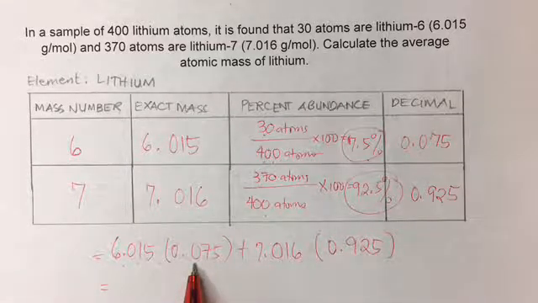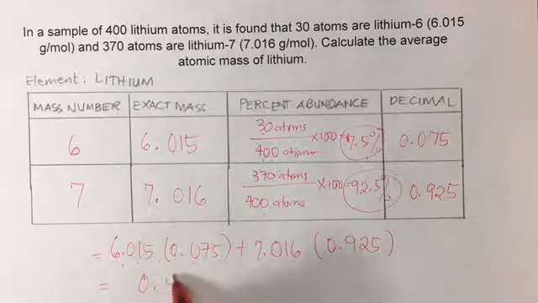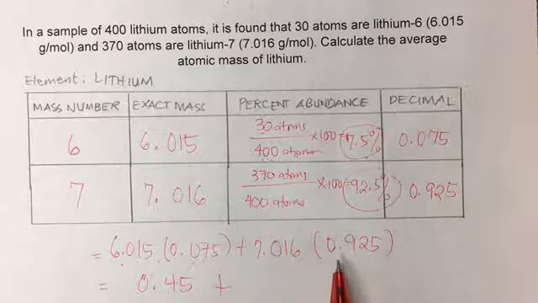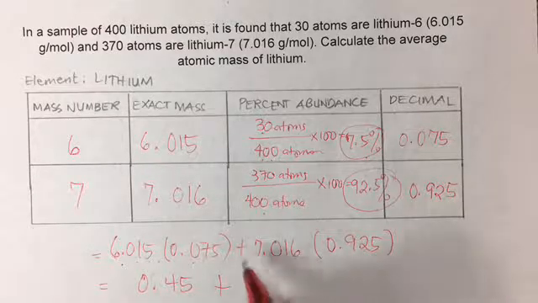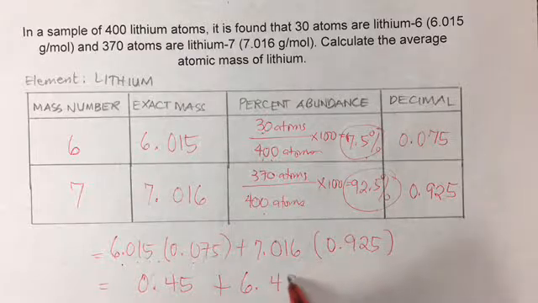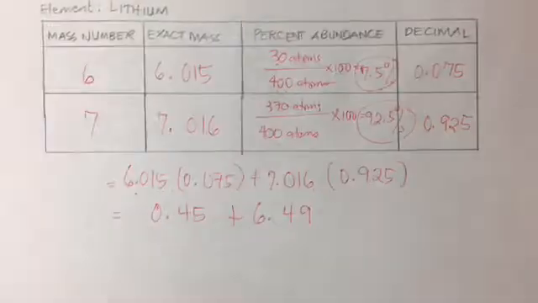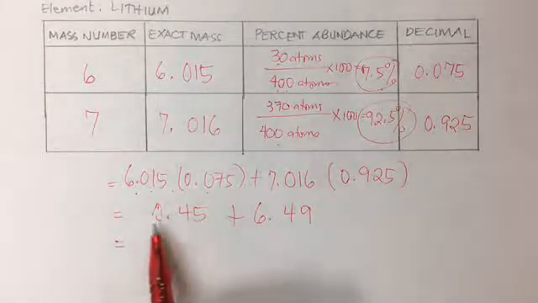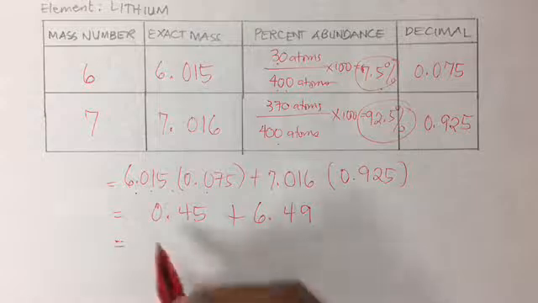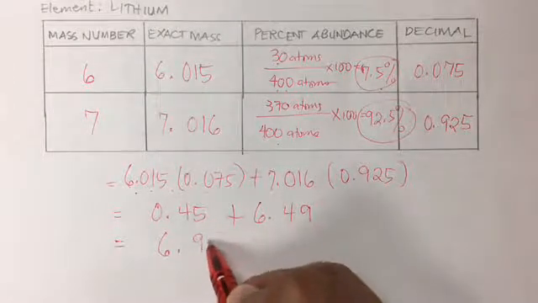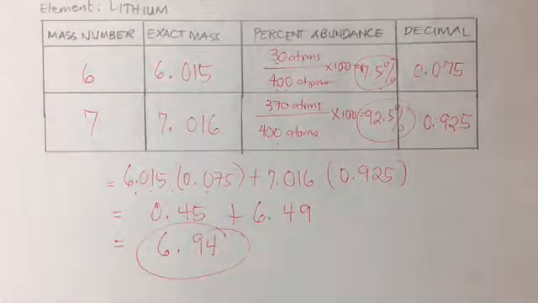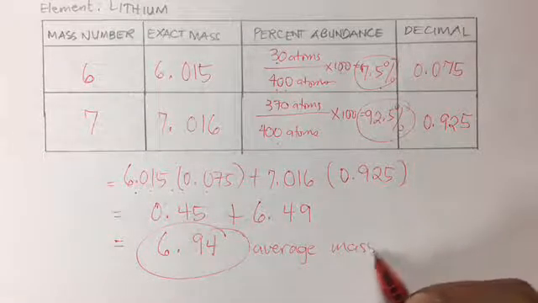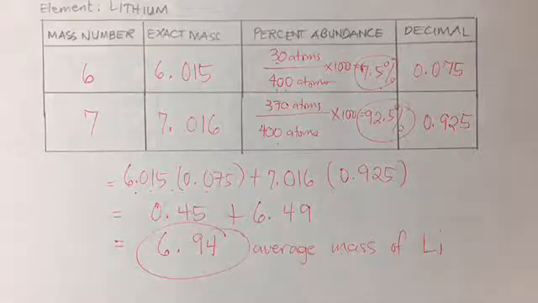6.015 times 0.075 will give us 0.45. And then the other quantity, 7.016 times 0.925, we're going to get 6.49. So these are the products that we're going to get. After that, we're ready to add all the products. So 0.45 plus 6.49, we're going to get 6.94. So this is now the average mass of the element lithium.